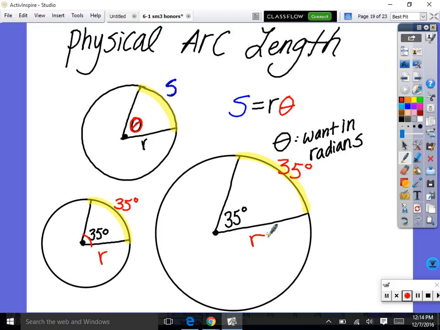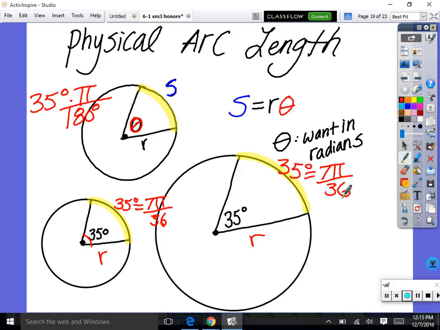So for the length of this arc, what's 35 degrees in radians? How would we convert that? We take 35 degrees times pi over 180. So the physical distance of that arc is, let's do it, 35, so 7 pi over 36. That's 7 pi over 36.